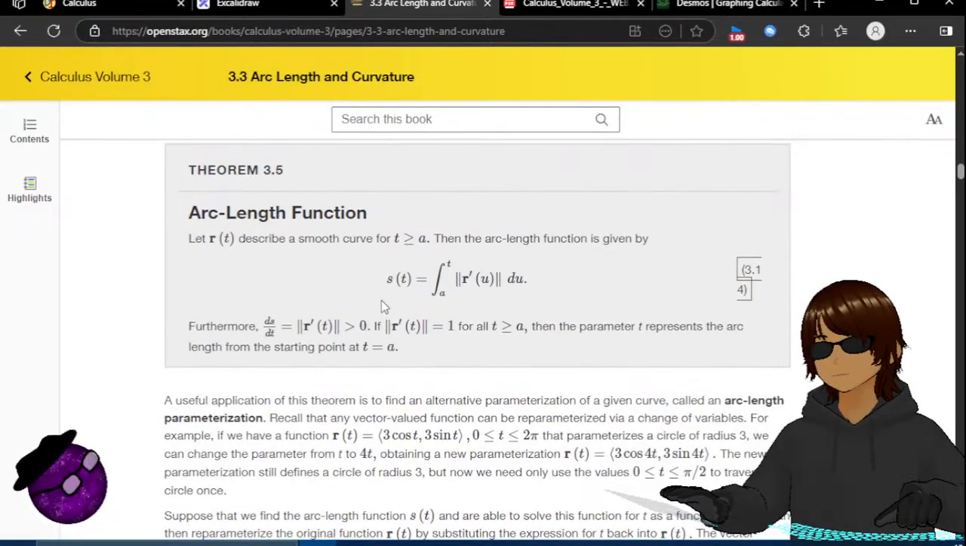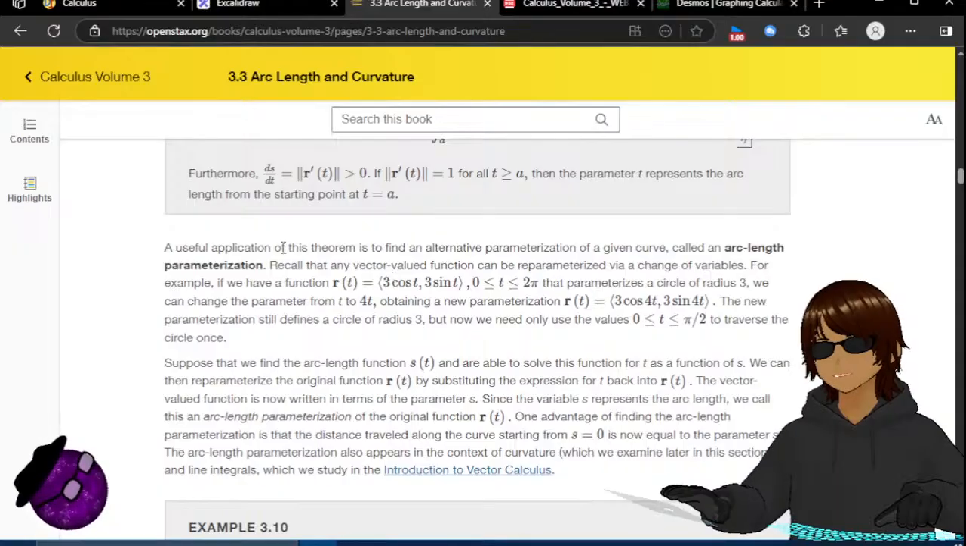Okay. So arc length from a fixed point A, where the starting point t is A. A useful application of this theorem is to find an alternative parameterization of a given curve called an arc length parameterization.